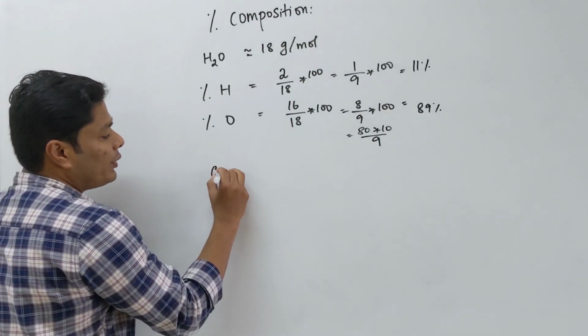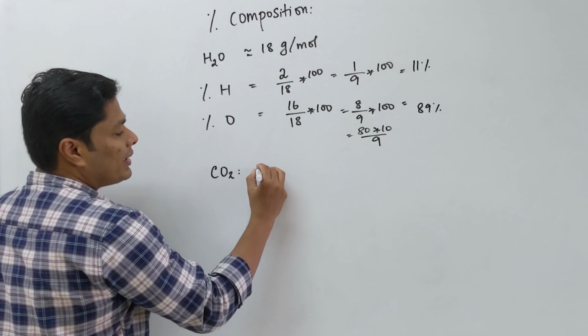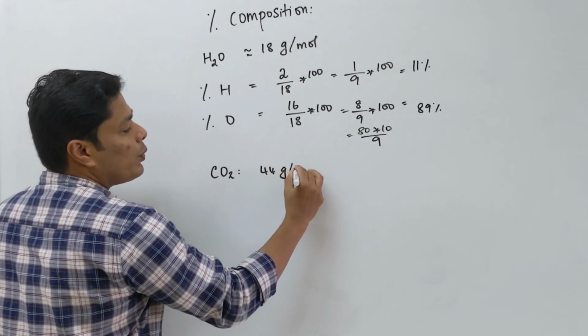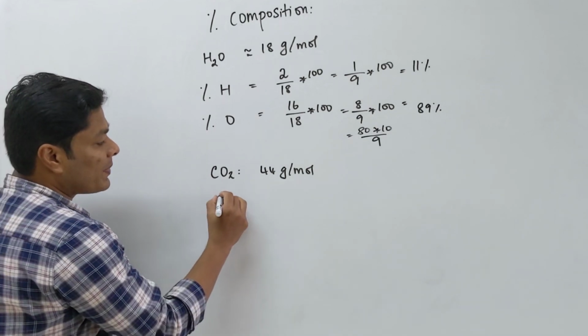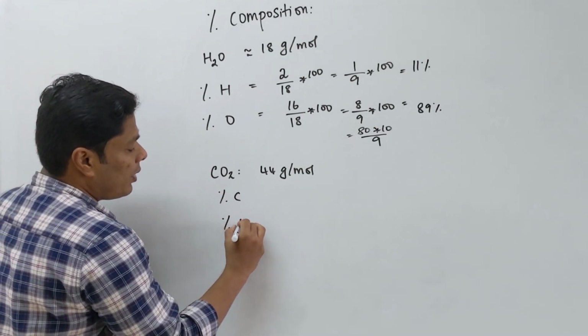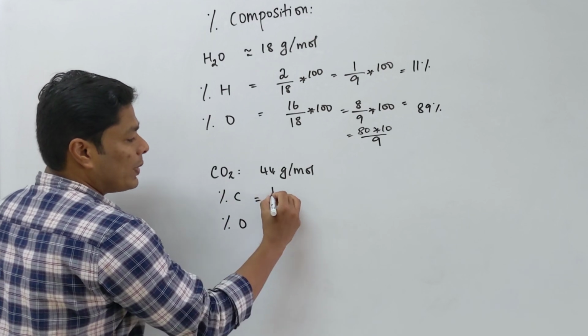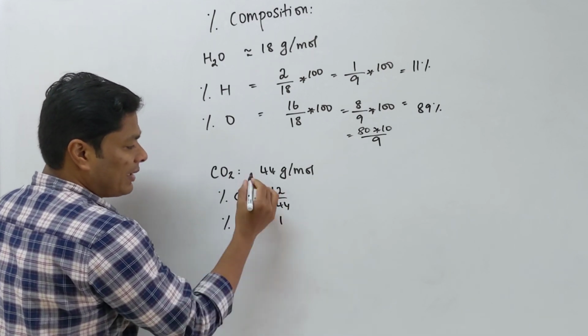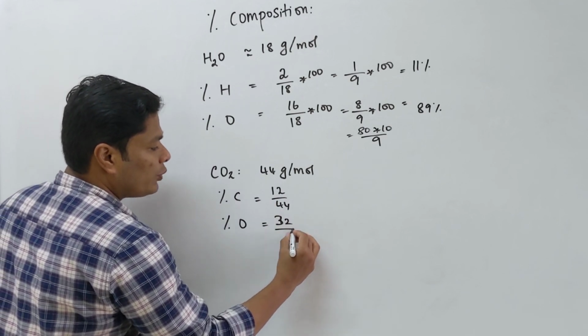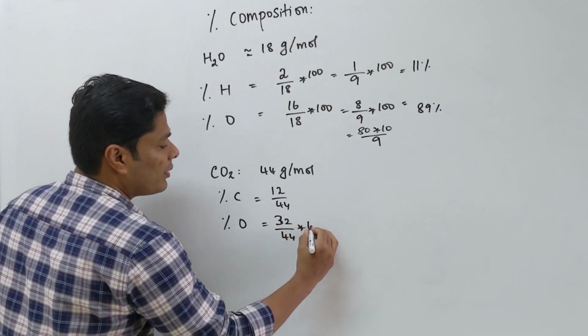The other compound we can do is CO2. Molecular mass is 44 gram per mole. You want to remember water, CO2 molecular masses in the long run. So percent carbon, percent oxygen. So carbon is 12 grams out of 44. Oxygen is 16 times 2. So 32 grams out of 44 times 100.